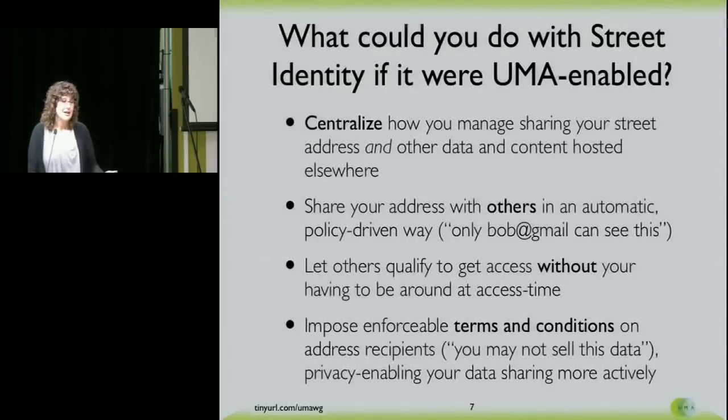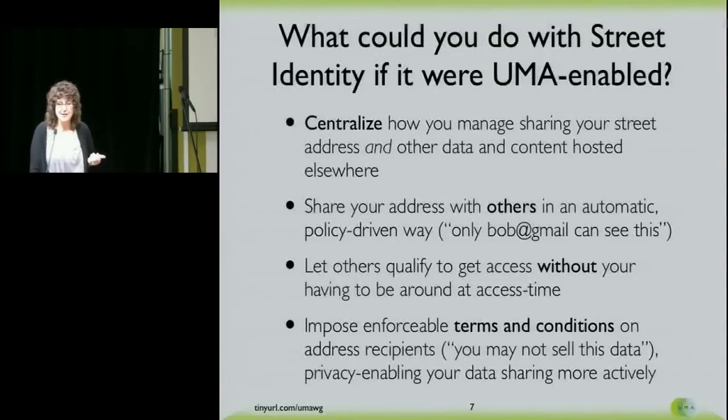Number one, centralize how you manage sharing your street address and whatever other data, content, APIs, access to your services that could be hosted in a lot of different places. So centralized authorization hub is one. Second, you may not want to share your address with an app you're using that's separate from the app that holds your address. You may want to share that street address with somebody else entirely. Like we talk about Alice to Bob sharing as opposed to Alice to Alice.